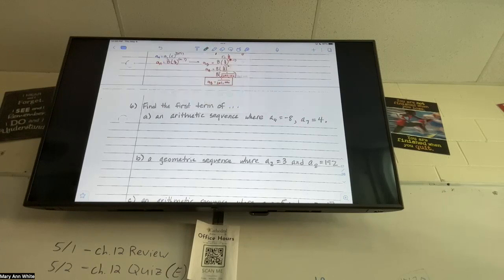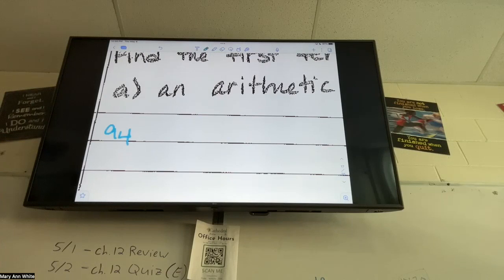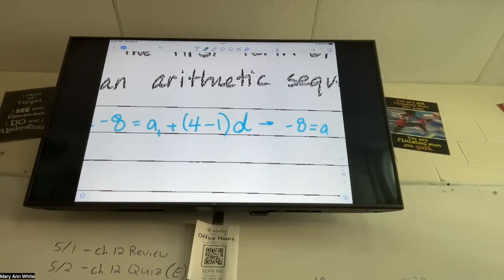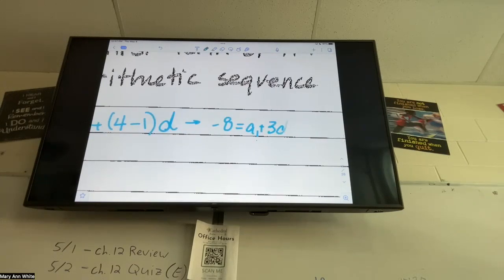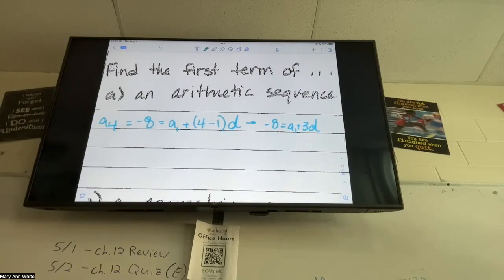I'll do the first one. This one right here, a sub 4, they said that that is negative 8, okay? That's going to be equal to a sub 1 plus n minus 1 times d. We don't know a sub 1. We don't know d. But I argue we know what n is. What's n going to be? What number term did I give us? 4. The fourth term. So that means I can go a little bit farther and simplify it. So negative 8 is equal to a sub 1 plus 3d. We okay with that? Okay.